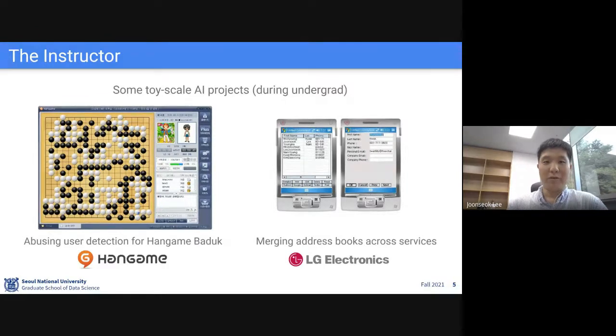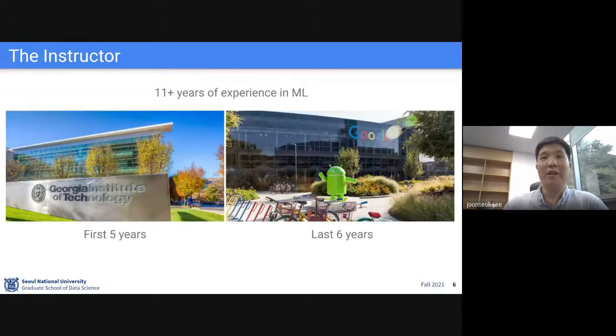So these were an example of the toy scale AI projects I've done before I started my graduate study. And then I went to Georgia Tech for my PhD. After 5 years of study, I started my job at Google, and I spent another 6 years there. So now I have 11 or more years of experience in machine learning.